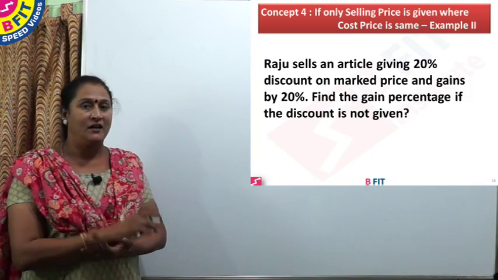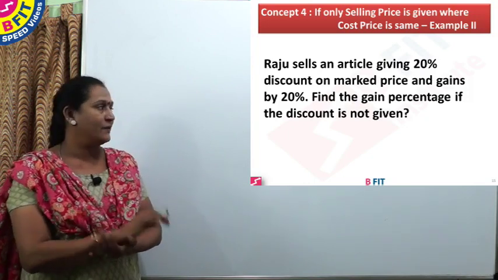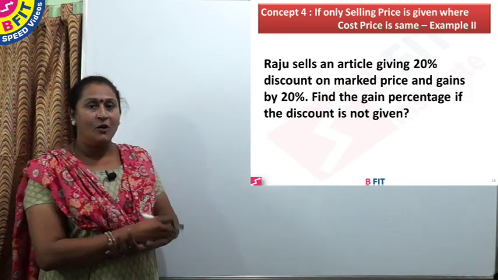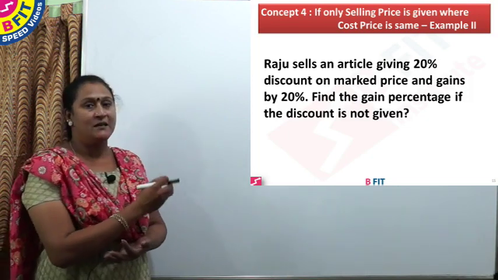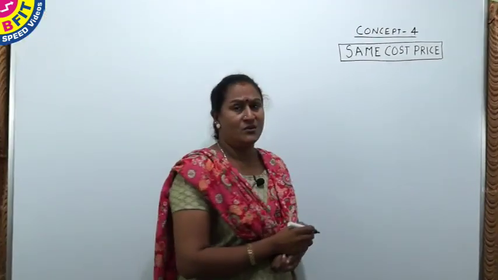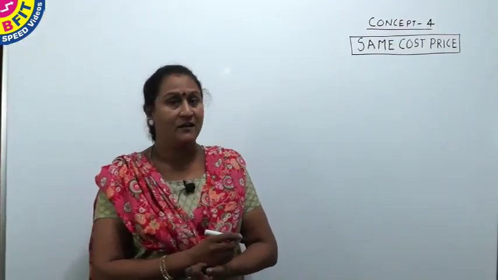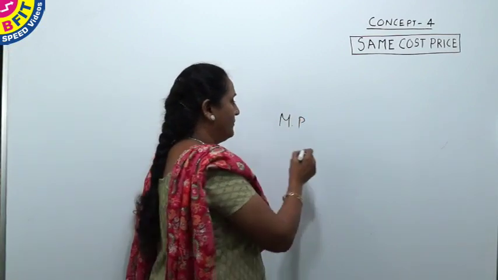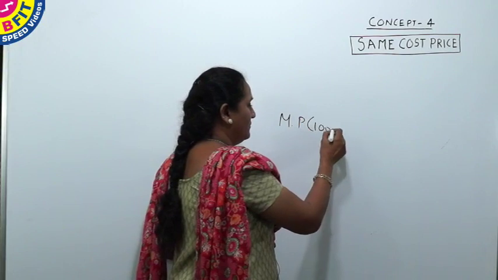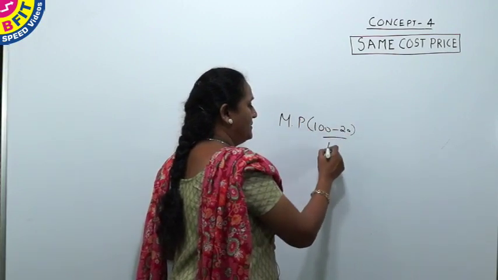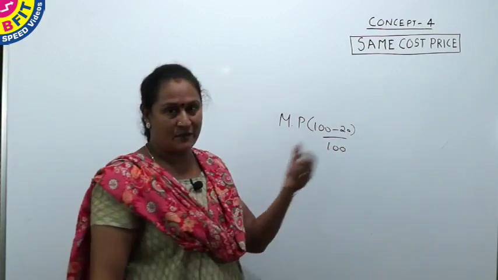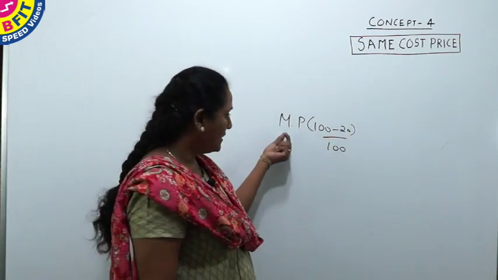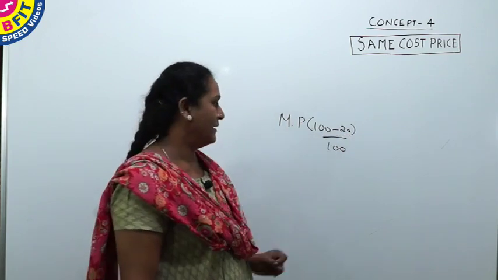Suppose without giving any discount, he sells for the same mark price. So what will be the gain percent? We'll see how to work it out easily by the same cost price concept. When the article is sold at 20% discount on mark price, the selling price will be the mark price times 100 minus 20 by 100. So after giving 20% discount, it is the mark price times 100 minus 20 by 100.